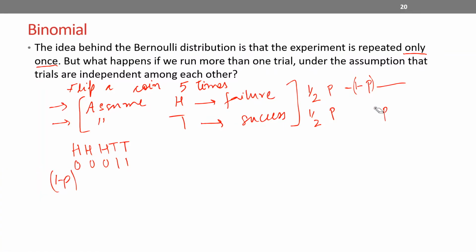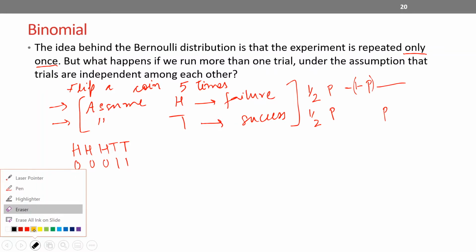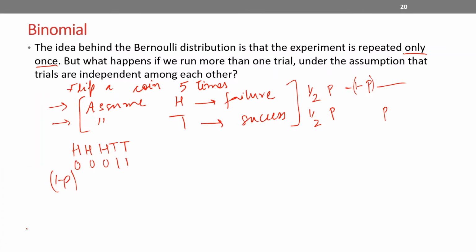And this is P, right? Because I just formulated my problem in that way. So this is 1 minus P, 1 minus P, because these are all failures, and my success is P. I'm denoting my success with P and my failure as 1 minus P, right?